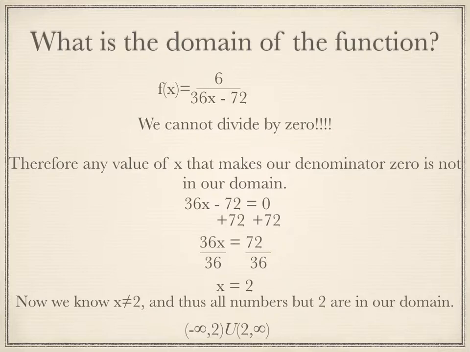So if we were using set notation, we would put negative infinity, comma 2, and we'd put a parenthesis versus a bracket because it can't include 2. And then union with parenthesis once again because it can't include 2, 2, and then positive infinity.